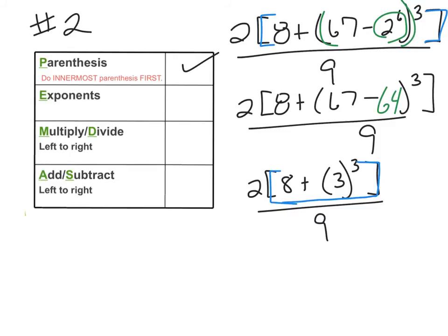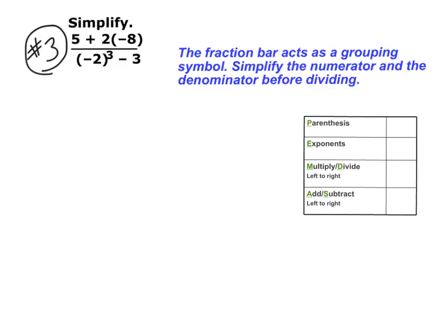This is number 3 on your notes, and on this one I'd like you to pay attention to this fraction bar. This fraction bar acts as a grouping symbol. So it is like putting parentheses on the top and then another set of parentheses on the bottom. So you're going to work the numerator and the denominator each separately before you divide with the fraction bar. Go ahead and work through the steps, and we will go through this as our warm-up tomorrow.